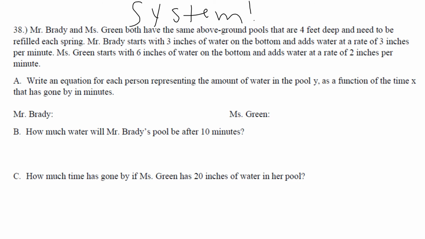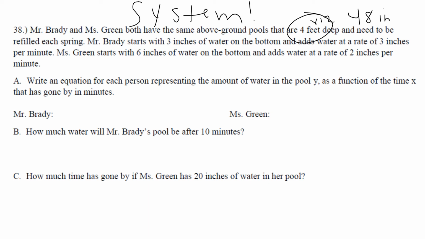Before I even attempt to answer this question, I'm going to hopefully notice one big glaring thing here: the pools are 4 feet deep, but everything else is given to me in inches. You cannot solve a problem if the units do not agree. So since everything else is in inches, and this is the only one in feet, I'm going to hopefully remember that there are 12 inches in a foot, which means that 48 inches is the total depth of each of these pools.